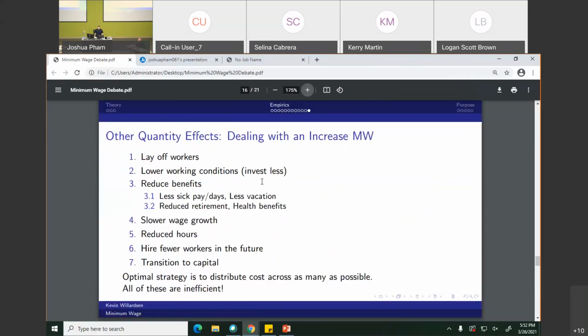So let's talk about some of the other quantity effects. I can lay off workers. I can lower working conditions. I can reduce benefits.